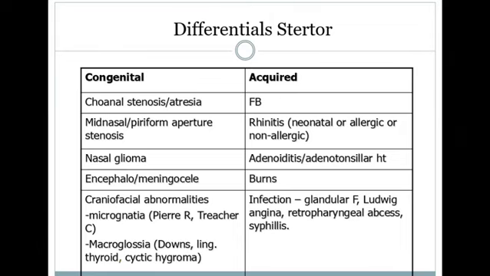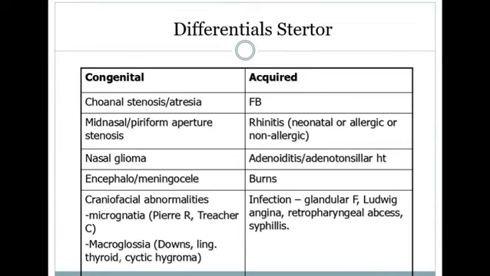Can it happen in a bigger child? It can. Can it happen in an adult? Foreign body in the nose? It can happen, but it's usually due to psychiatric causes. So you really have to refer to the psychiatrist if it happens, especially if it's a recurrent thing. Okay, so that's an acquired cause of stertor.